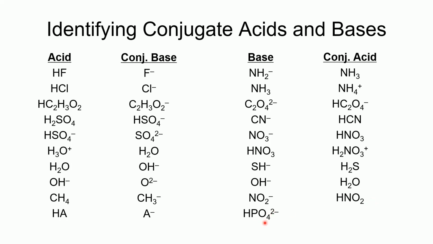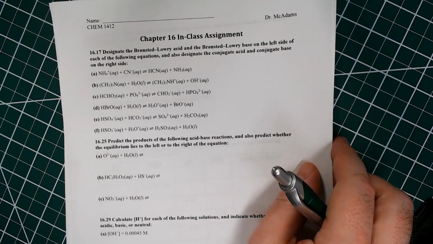And then finally, HPO4 2 minus, if you add a hydrogen to it, you're only going to add 1. So the charge is going to go from -2 to -1. You'll get H2PO4 minus. So let's look at number 17 on the in-class assignment. So I'm going to tab over to number 17 on the in-class assignment.